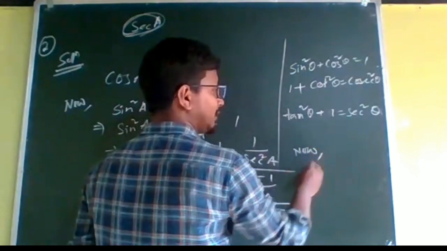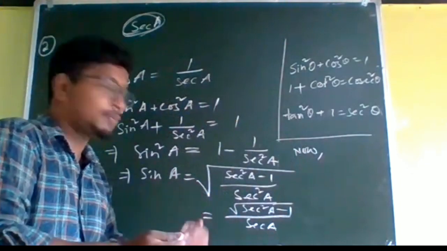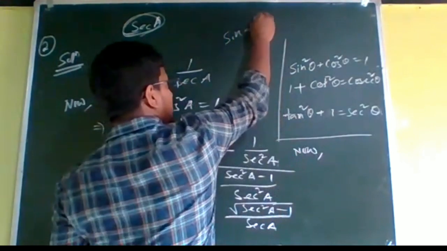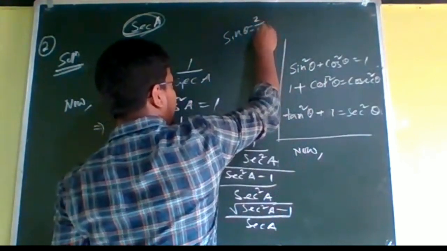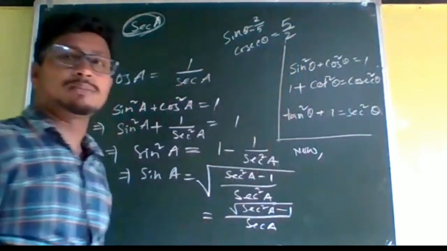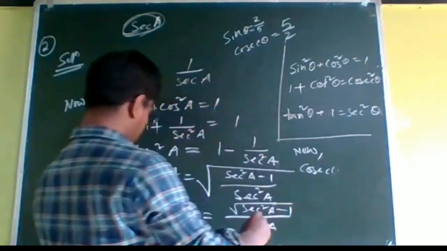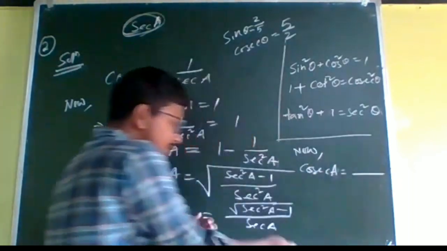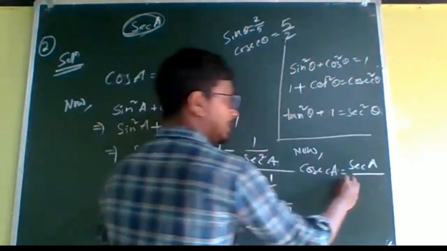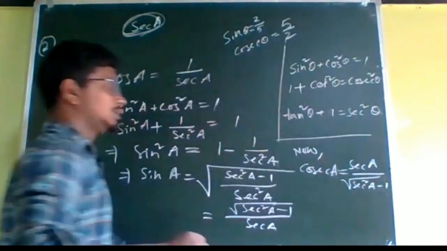Now cosec is also available. How to find cosec? Cosec is the multiplicative inverse of sine. Let us consider the value of sine theta is 2 by 5. Then what about cosec theta? Just reverse it, just find the multiplicative inverse, that's enough. So cosec a will be just the multiplicative inverse. Sec a will go up and the numerator part will come down, that is sec a over the square root of sec square a minus 1. So we got cosec also.